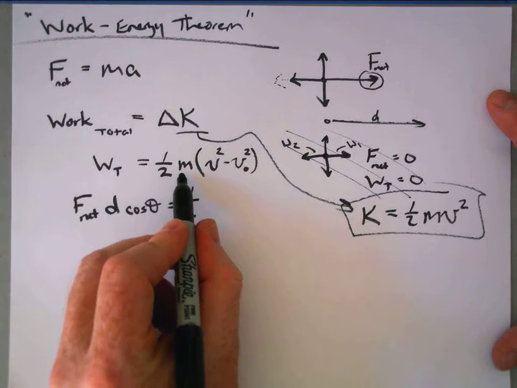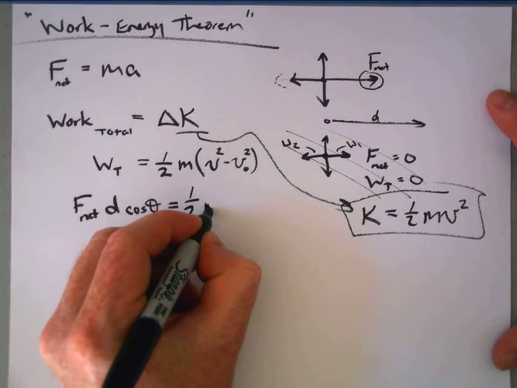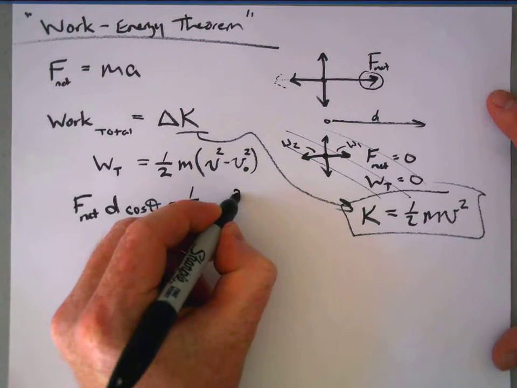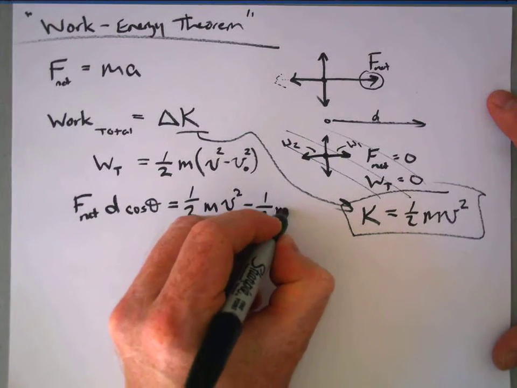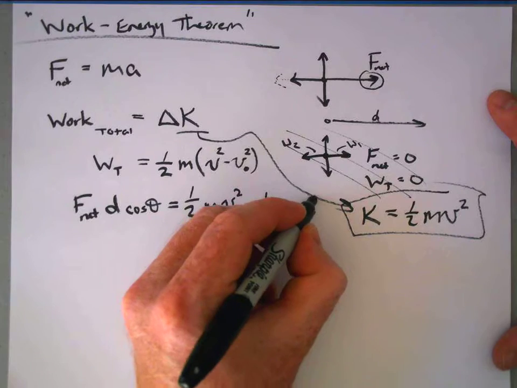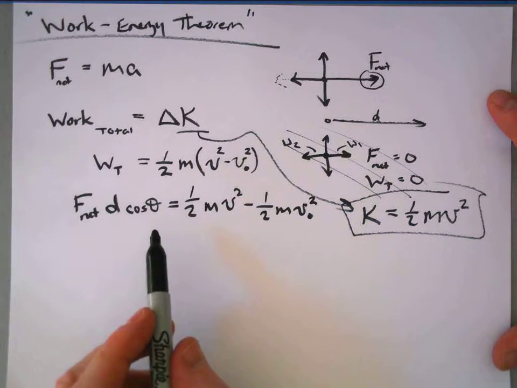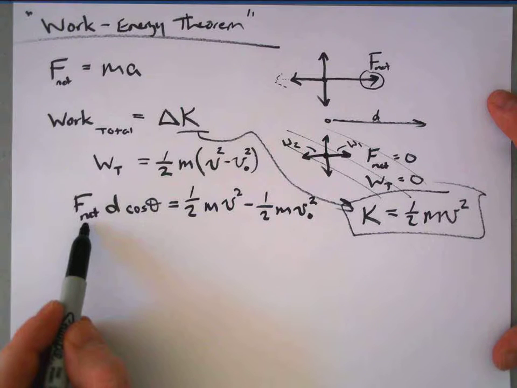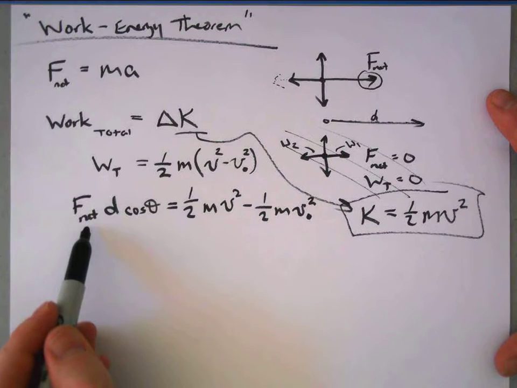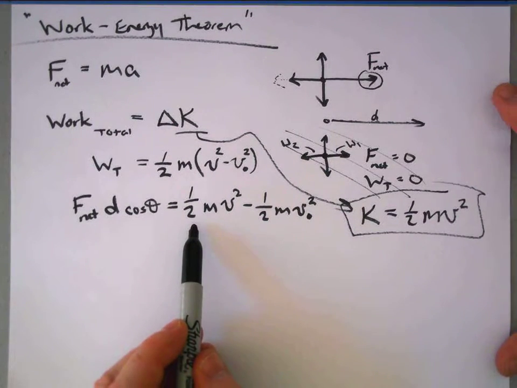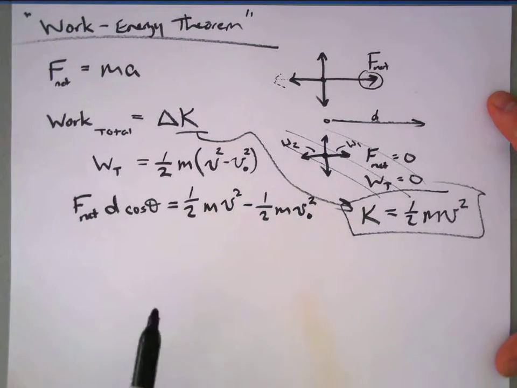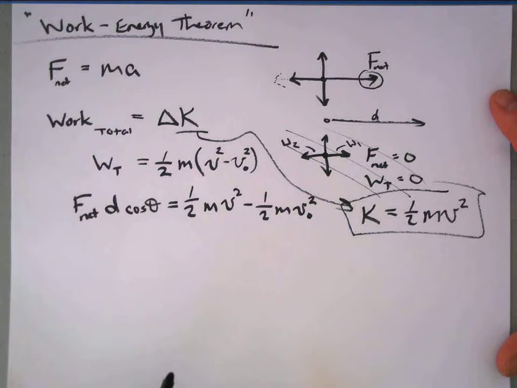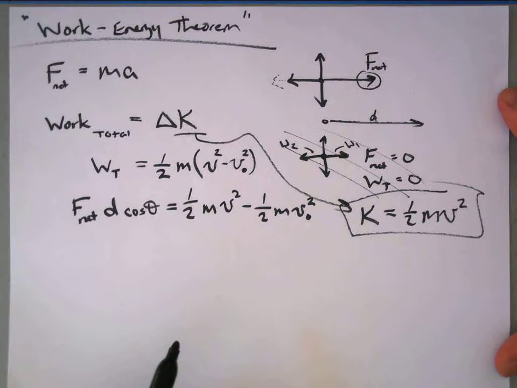You can distribute the 1/2 m to each of those if you like. It really doesn't matter. You'd have 1/2 m final velocity squared minus 1/2 m initial velocity squared. Doing work from an unbalanced net force, from a non-zero net force, will produce a change in kinetic energy, and that is seen or measured by looking at that acceleration, that change in velocity. So that is our work energy theorem.